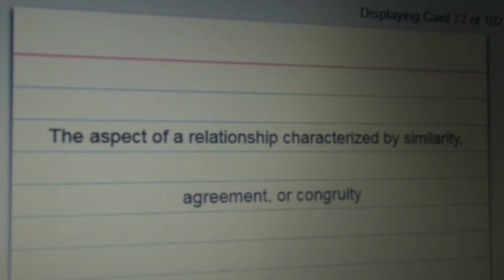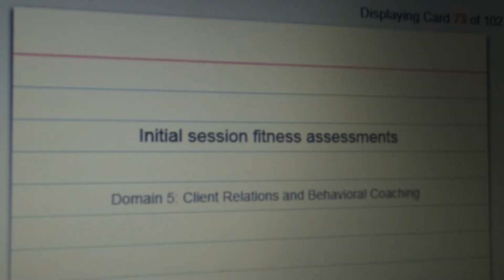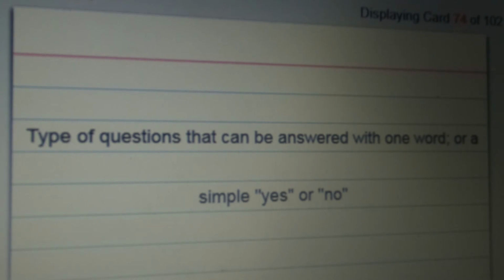What can lead to injury or a client dropping out of an exercise program? Unrealistic goals. The aspect of a relationship characterized by similarity, agreement, or congruity. Rapport. What includes measurements of body composition, cardiorespiratory fitness, and movement quality? Initial session fitness assessments.